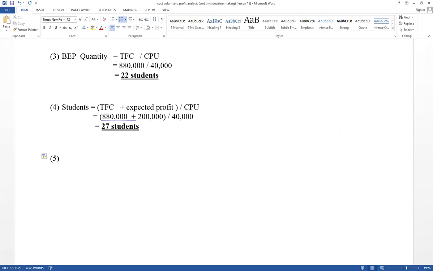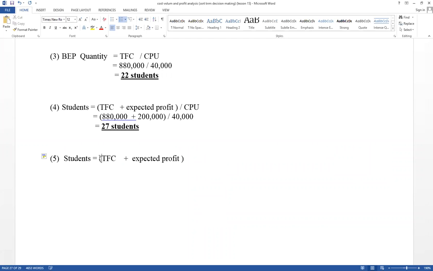Think about the last equation, the number of quantity. In this example, the number of students equals total fixed cost plus expected profit. It has given expected profit also. Expected profit divided by contribution per unit.